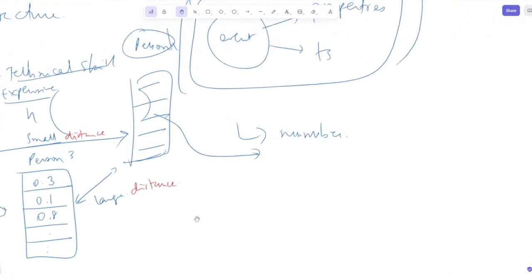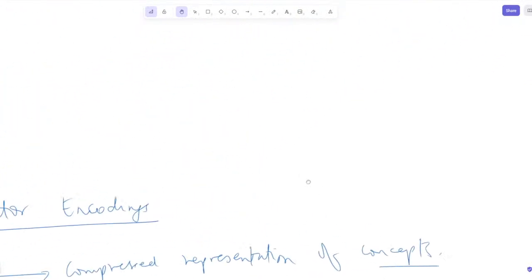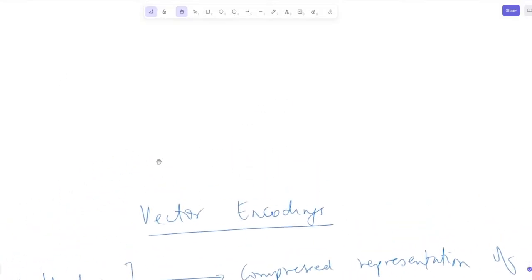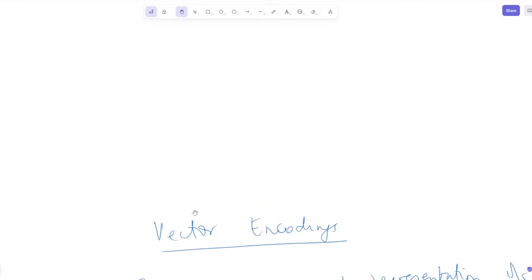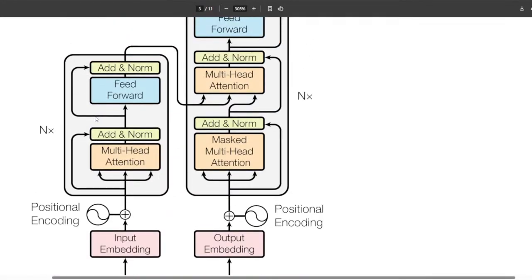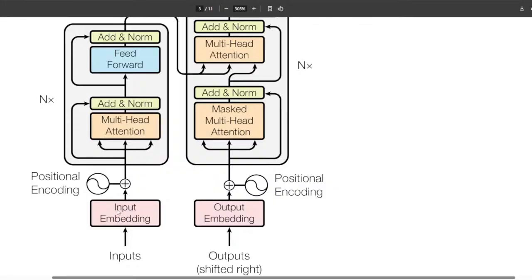Okay, good stuff. Let's look at vectors at a deeper level, especially how they are created. Okay, we know what vectors are. Let's see how they are created. Let me refer to this diagram from Attention is All You Need. It's a very useful paper, but everyone here sees an input embedding. So look at this. This is inputs. What do you think these are? Can someone quickly tell me in the chat? What are inputs for the large language model?